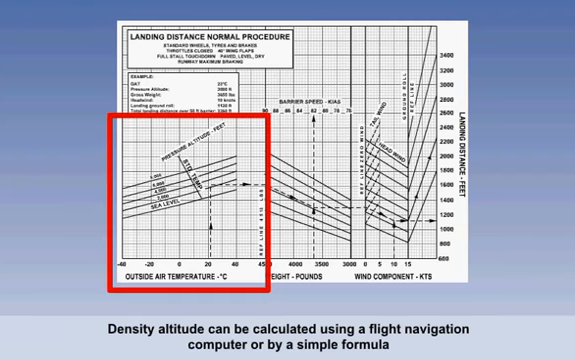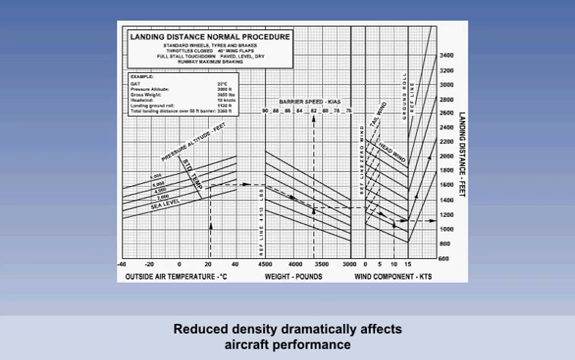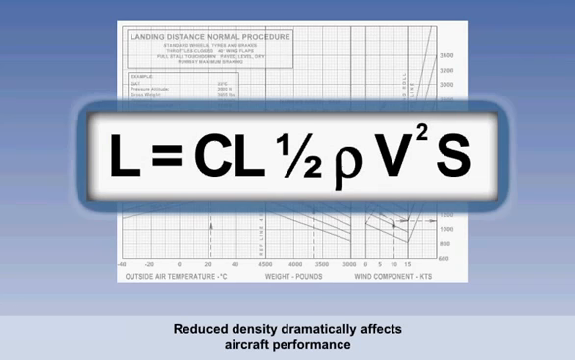The example shown is the landing distance graph for a small single-engine aircraft. We'll now look at the importance of density changes on aircraft operations. One of the most fundamental effects of density is on the lift that an aircraft can generate. Looking at the lift formula, we can identify density by the Greek symbol rho.